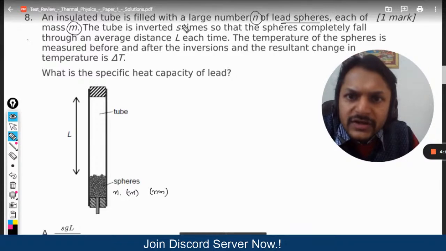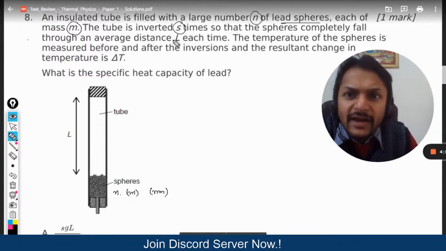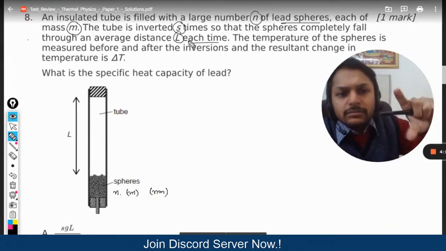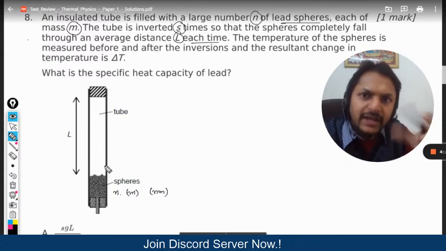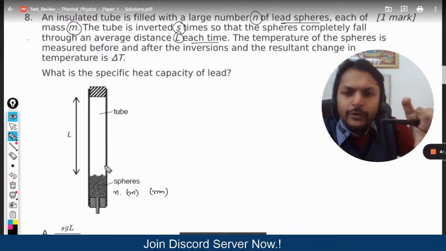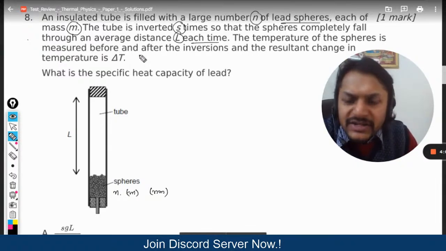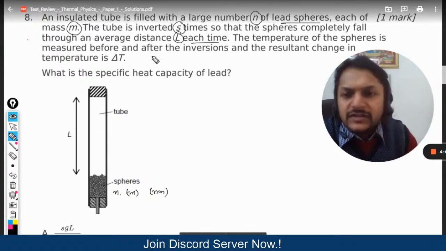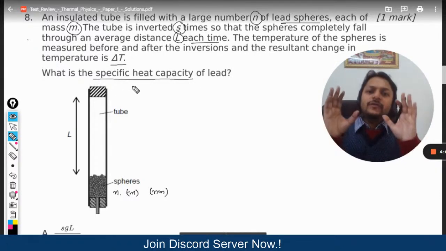Now, the tube is inverted s times so that the spheres completely fall through an average distance of L each time. So it is done like this, and each time all the spheres travel the distance of L. And s times they have inverted, like 1, 2, 3, 4. So each time is calculated. The temperature of the spheres is measured before and after the inversions. The resultant change in temperature is delta T. What is the specific heat capacity of the lead?